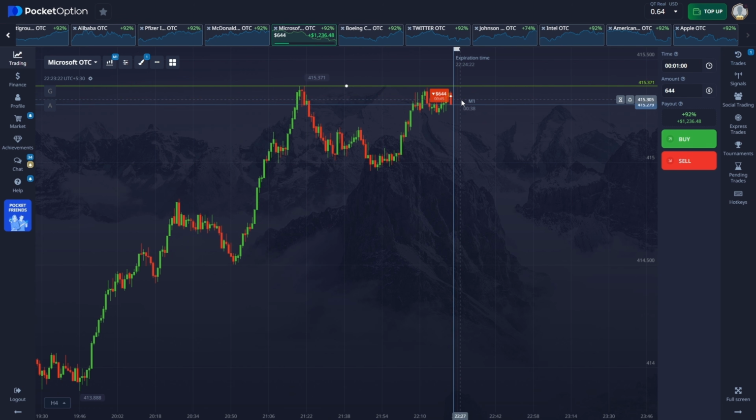Why did I place this trade? As you already know, I placed the level there because the market reversed from that level. That's why I took this trade for the downside move. This was a retracement trade, and the trade is going in our favor now.